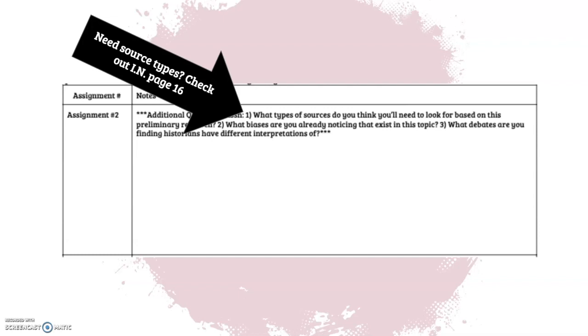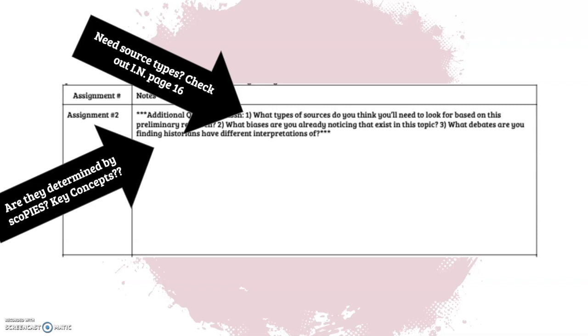Question 2, what biases are you noticing? That's going to guide you in finding those arguments. And then 3, what debates are you finding historians have different interpretations of? You could look at different scopes, different key concepts.